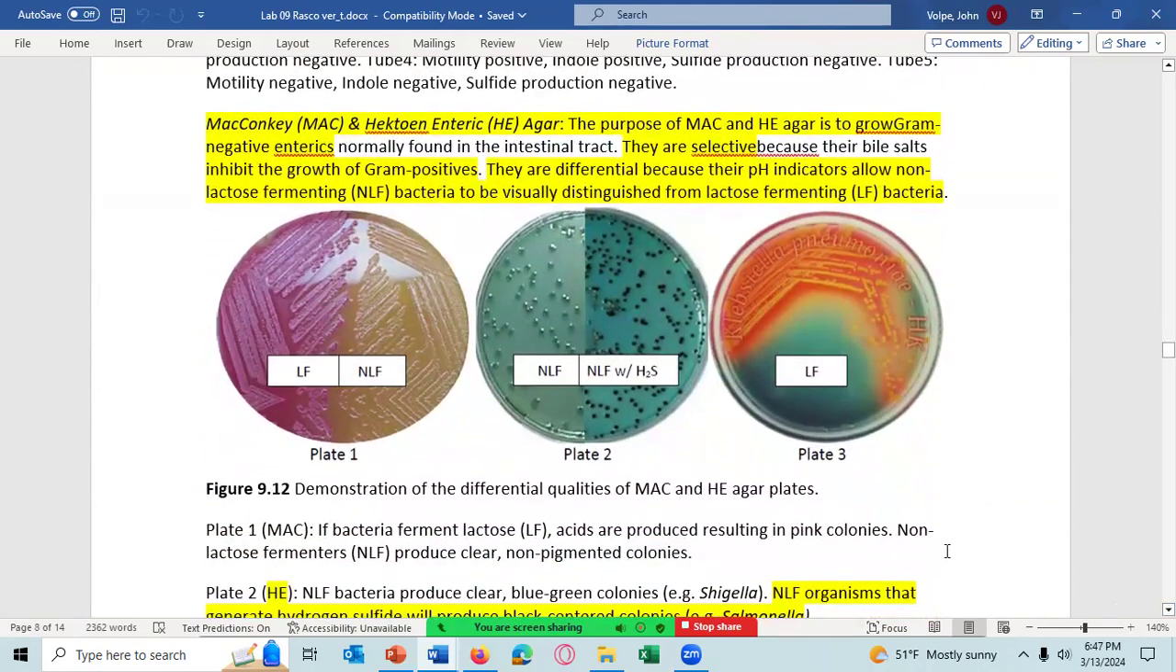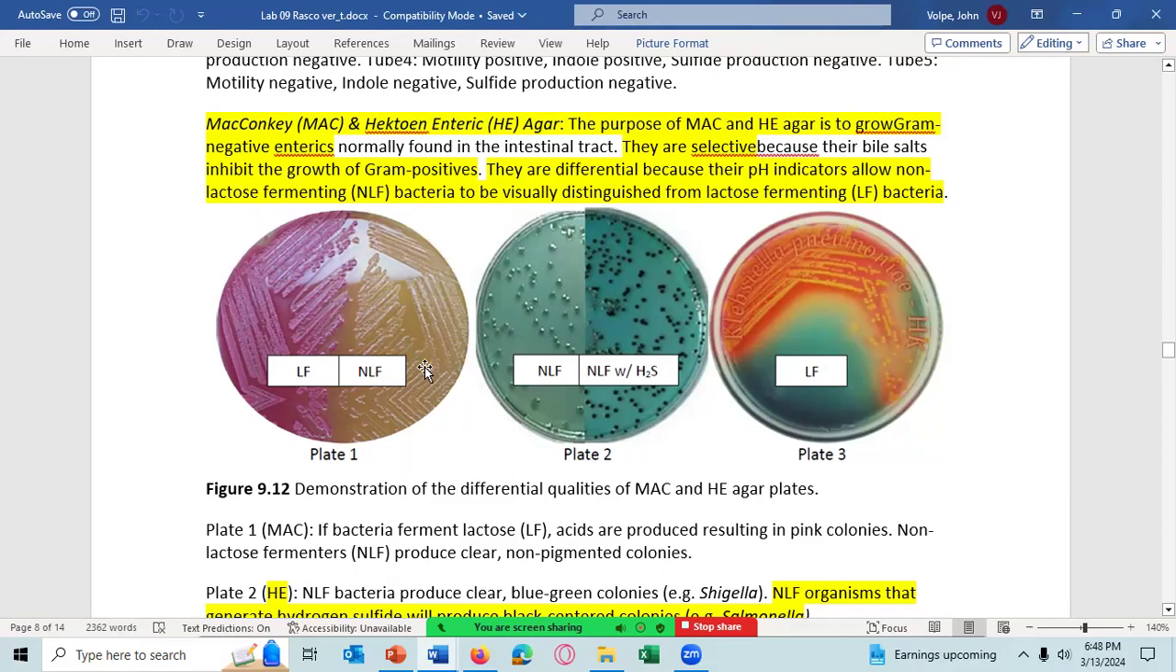MacConkey's and HE plates look at growth, and if it grows, it's likely to be a gram-negative bacterium. With MacConkey's, you can look at lactose fermentation, and if the sugar lactose is fermented, it'll be pink, both the colony growth and the media around it. If it's not fermenting the lactose, the bacteria will be its normal color, whatever color it is. In this case, it's white or off-white.